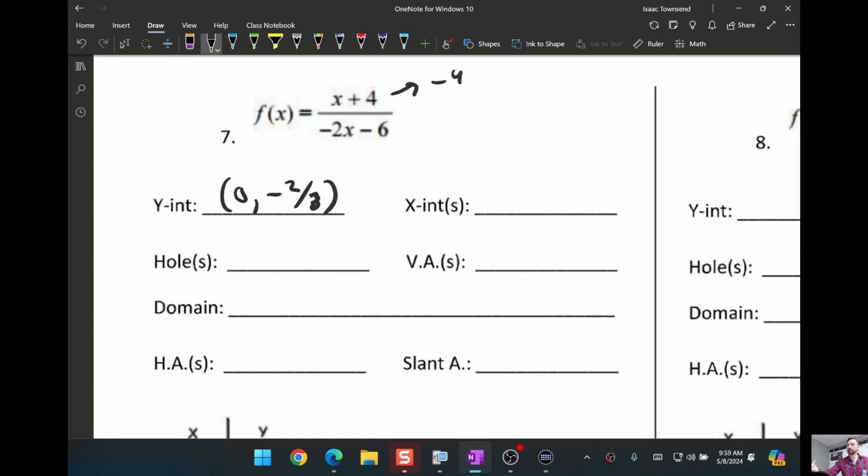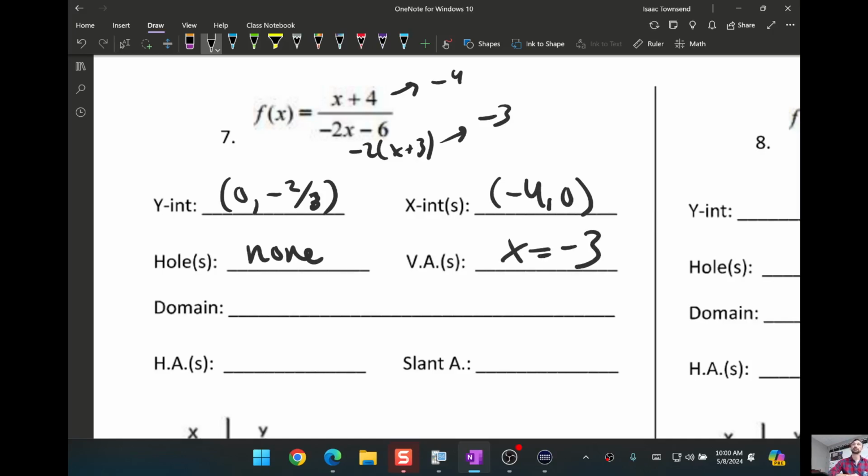X-intercept, think about what numbers make the numerator and denominator equal to 0. If there's any number that makes both, it's a hole. If there's any number that makes just the numerator, it's an x-intercept. If there's any number that makes just the denominator, it's a vertical asymptote.